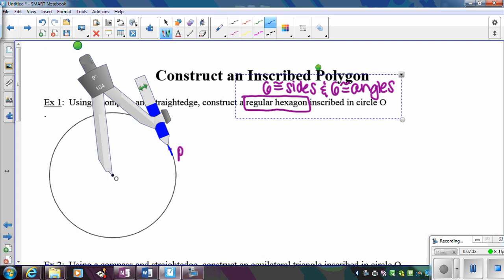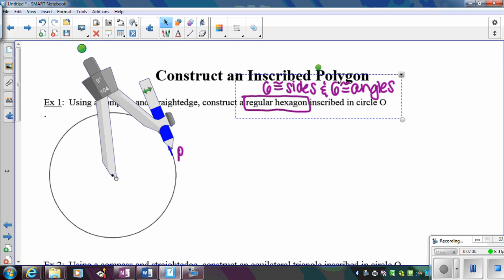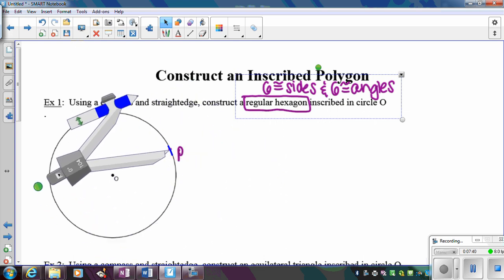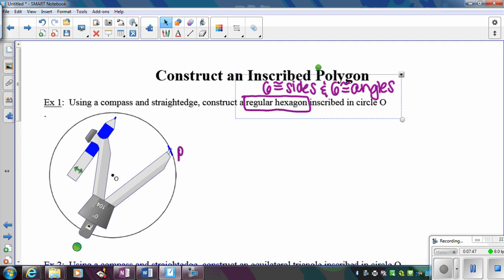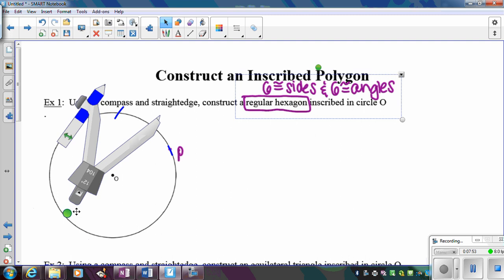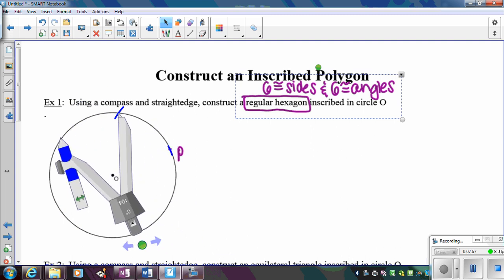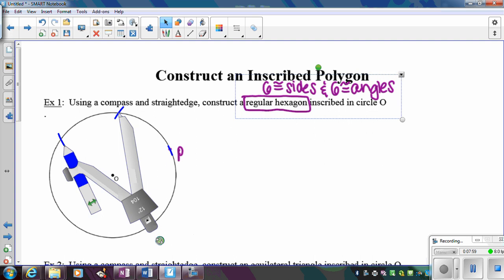The second step is now going to be to take my compass, keeping that radius the same, that's important, placing my point on point P. And once you get point P, you're going to go around the circle. So you're going to mark that. So you're marking that distance around the circle. So then I move my metal point onto that arc, and I repeat the process. And then I do the same thing.